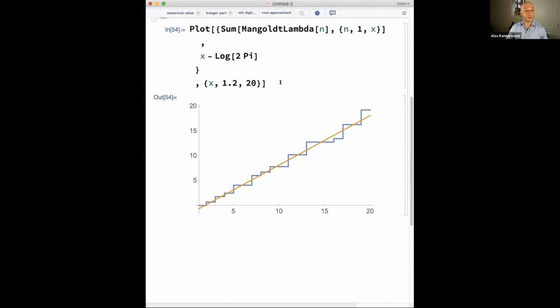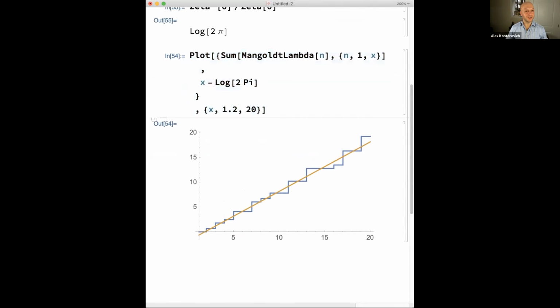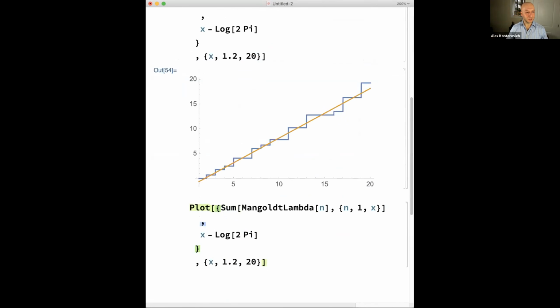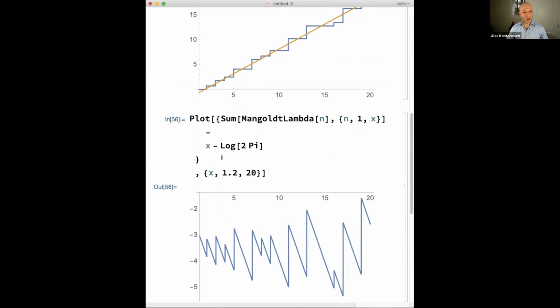Great. So let's look at the difference. Remember, we saw that there was this difference. So let's look at the difference of these two things. And we get this crazy function.